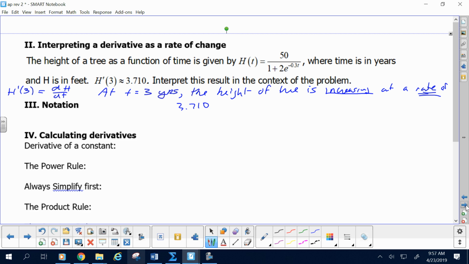3.710, and now the units, what? Feet per year, because it's height per time, feet per year. You follow me? I made this problem up, and that's really growing fast. That's crazy. I don't think trees grow 3 feet in diameter a year, but whatever.